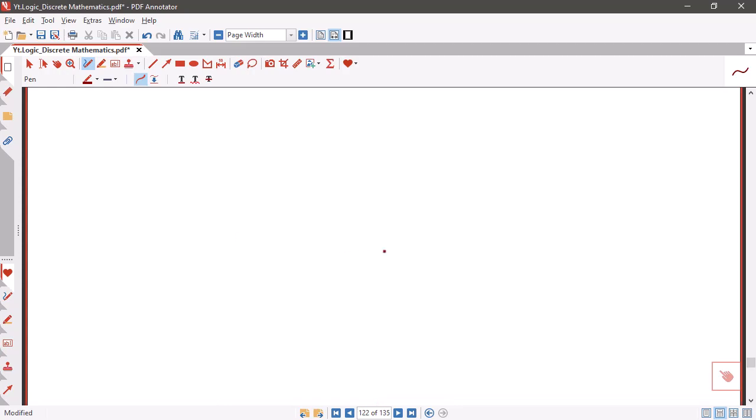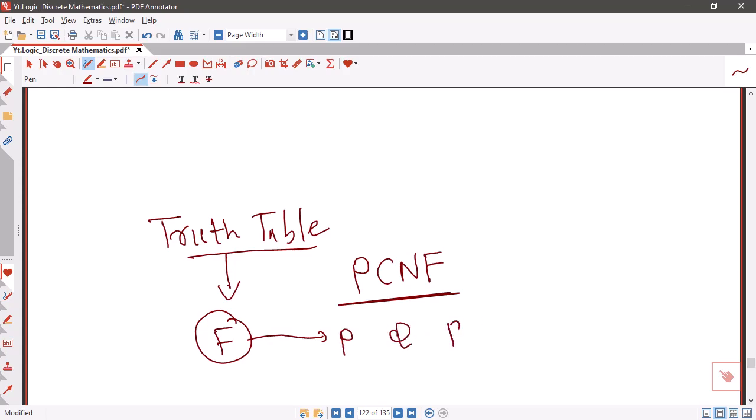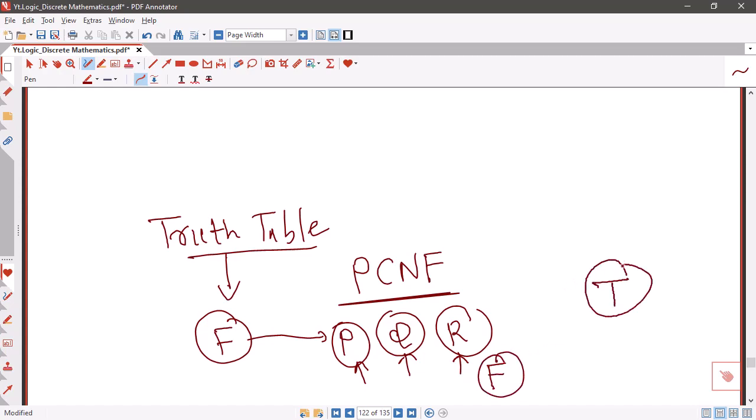So in this lecture we have explained how we can obtain principal conjunctive normal form of a given statement formula using truth table. And what we are doing, we are first preparing the truth table of a given formula, and then we will concentrate on false truth values of a given formula, and we will write down the corresponding values for variables P, Q and R, and we keep variables as it is if their truth values are false, and if their truth values are true, then we consider their negations in the max term.